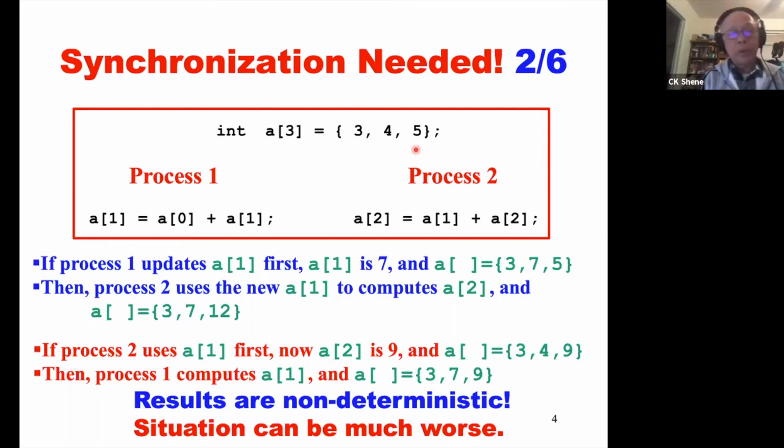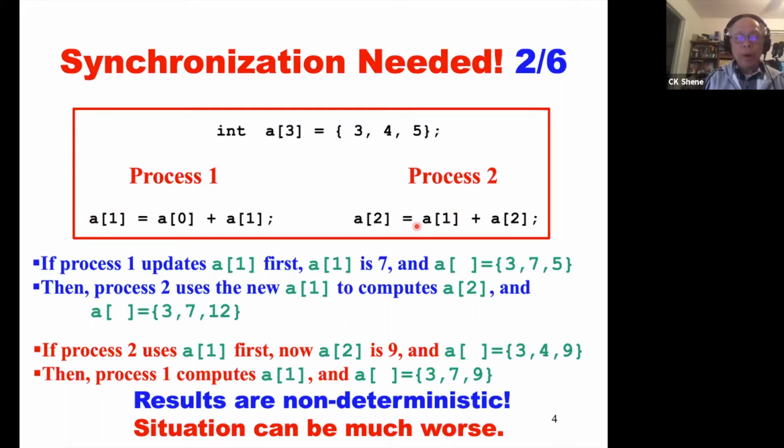An actual situation can be much worse. For example, what if, while process 1 is modifying the value of A1, at the same time, process 2 tries to retrieve the value of A1? In this case, process 1 and process 2 execute this statement and this statement at the same time on different CPU cores. We have a big problem.